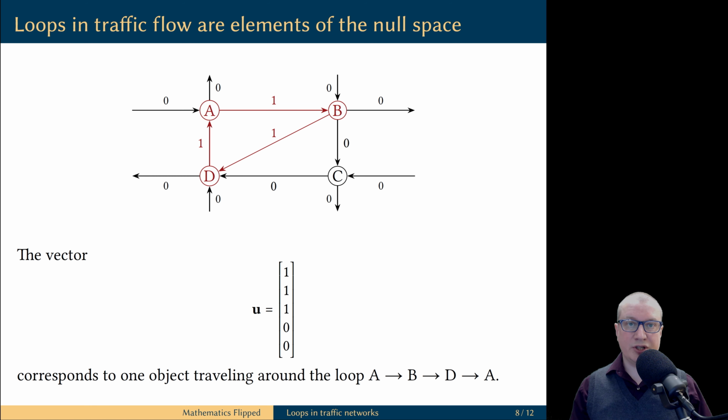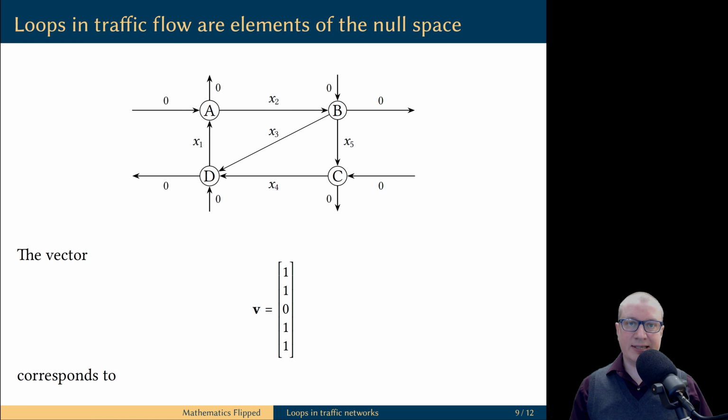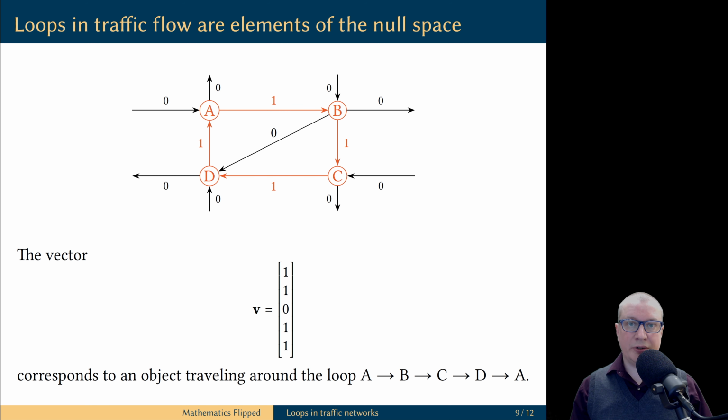This pattern corresponds to one single object traveling around the loop A, B, D. The vector v, which is the second vector in the basis for the null space, corresponds to the following pattern. x1 is 1, x2 is 1, x3 is 0, x4 is 1, and x5 is 1. This pattern represents one single object moving around another loop A, B, C, and D.